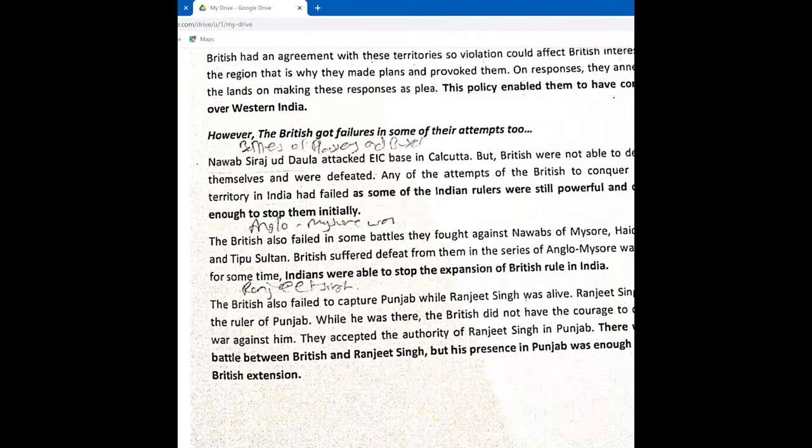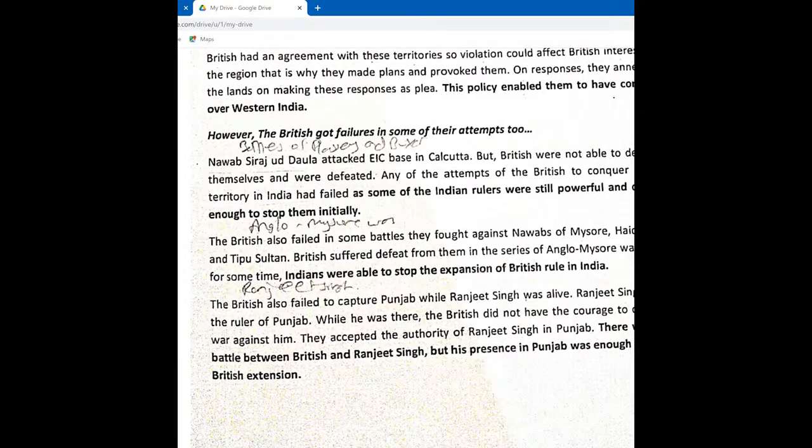Second reason over here is the British also failed in some battles they fought against Nawabs of Mysore, Hyder Ali, and Tipu Sultan. British suffered defeat from them in the series of Anglo-Mysore wars, and for some time, Indians were able to keep the expansion of British rule in India. Eventually, yes, in the Anglo-Mysore wars, British were successful. They killed Tipu Sultan as well, but initially they did face quite strong resistance from the Indian side, and that is a success for the Indians and failure for the British.